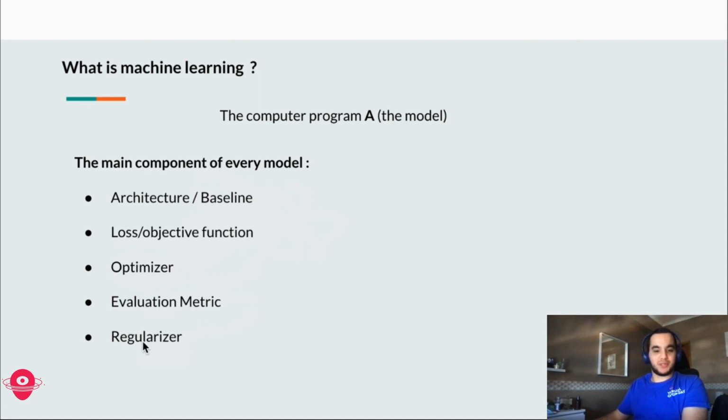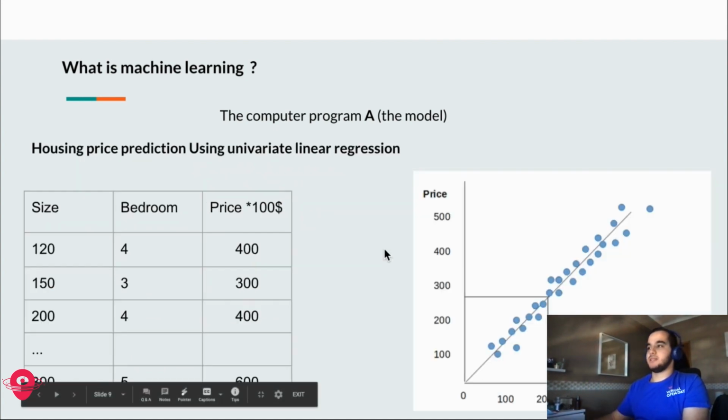And you do have the regularizer. This is also an important term. For now, let's keep it as a certain term that we add to our model to prevent overlearning, because we always want our models to learn the right way. We don't want our models to overlearn things. Okay, let's go to the next slide.